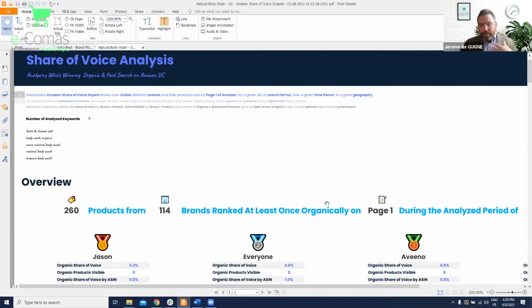There's another question. Can we look at different countries? Oh, absolutely. At DataHawk, we support 15 or 16 Amazon marketplaces. I think the next one on our roadmap is Japan. So yes, we support 15, 16 Amazon marketplaces already.